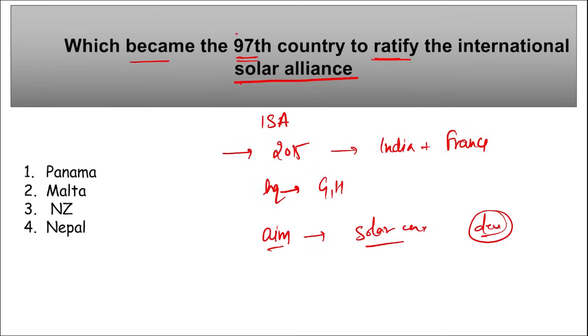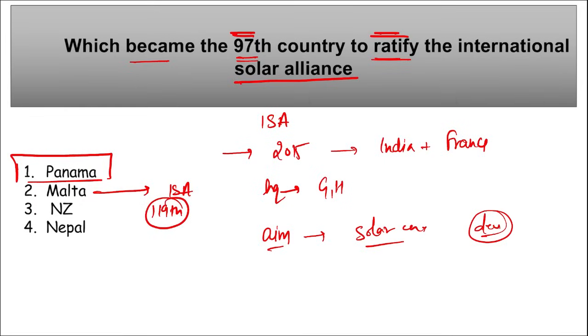Now the question asked here is, which became the 97th country to ratify this International Solar Alliance? It is Panama, right? And which was the latest country that has joined the International Solar Alliance? It was Malta, right? Take a note of this. And Malta was the 119th country to join International Solar Alliance. Who is the Director General here? Ajay Mathur.